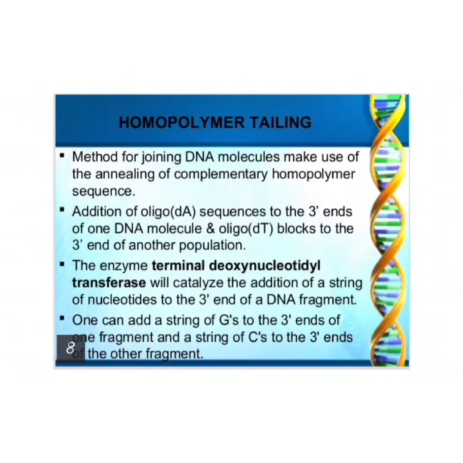Homopolymer tailing. Method for joining DNA molecules makes use of the annealing of complementary homopolymer sequences. Addition of oligo sequences to the 3' ends of one DNA molecule and oligo blocks to the 3' end of another population. The enzyme terminal deoxynucleotidyl transferase will catalyze the addition of a string of nucleotides to the 3' end of a DNA fragment. One can add a string of guanine to the 3' end of one fragment and a string of cytosine to the 3' end of other fragment.